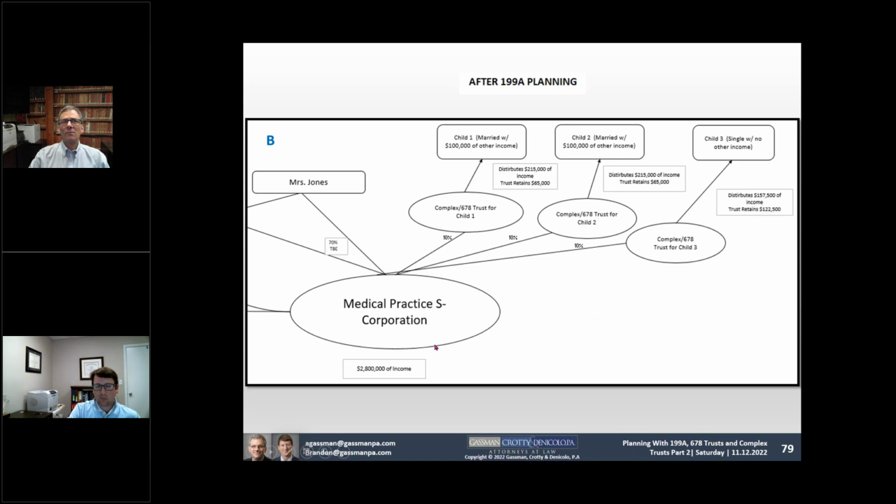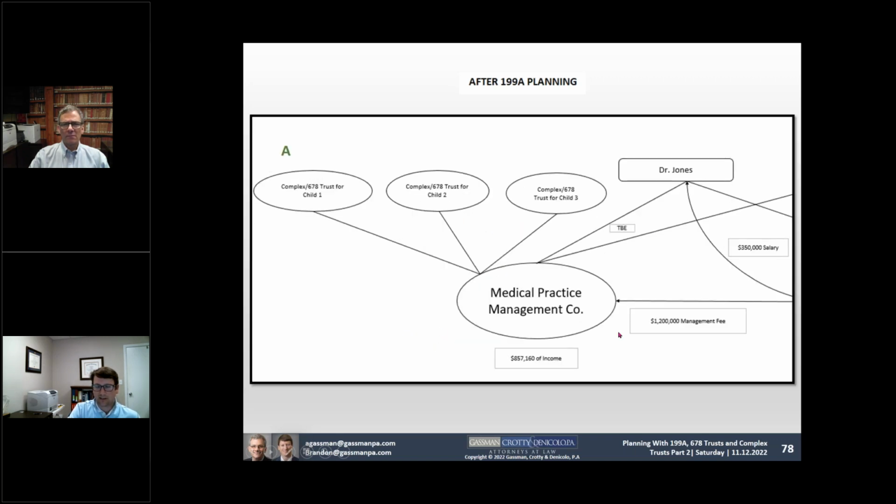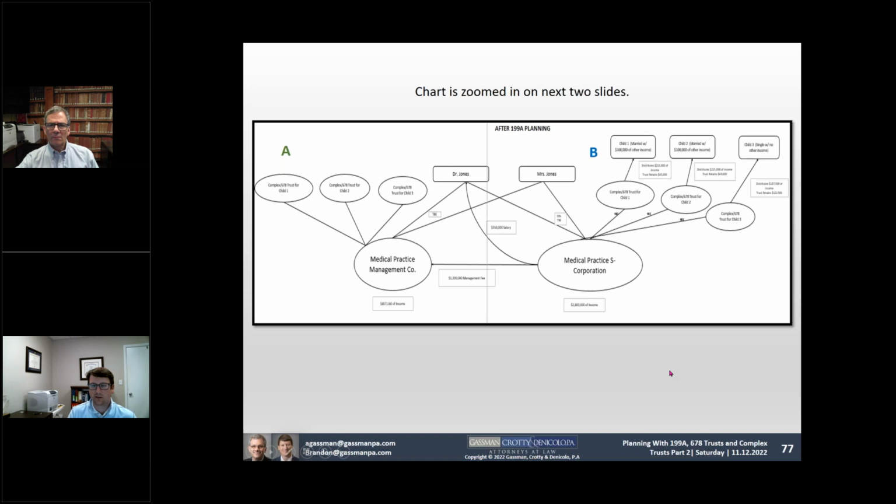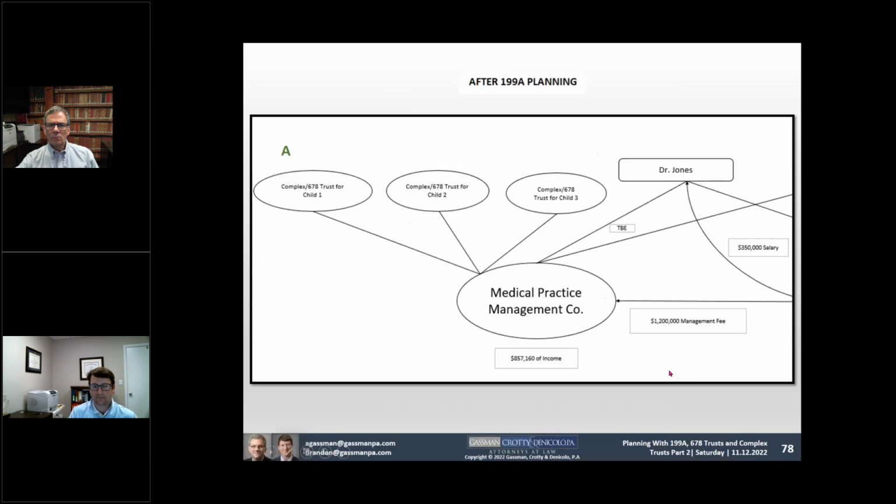So what if the medical practice can't be owned by these trusts? And that's where this management company came into play. We could keep the medical practice owned by the doctor, set up an arm's length management arrangement, and have income shifted to the management company, which can be owned by the trust. Alan, you want to talk a little bit about the dynamics of that and how we can structure that type of agreement? Sure.